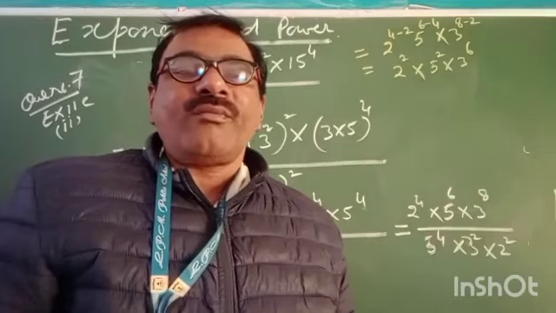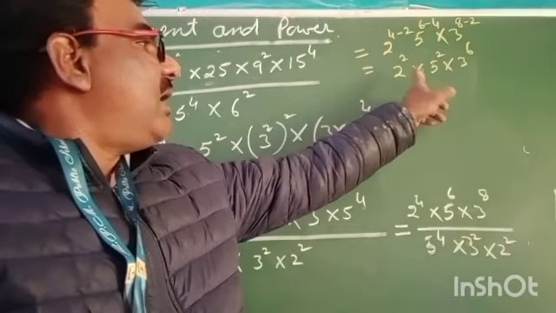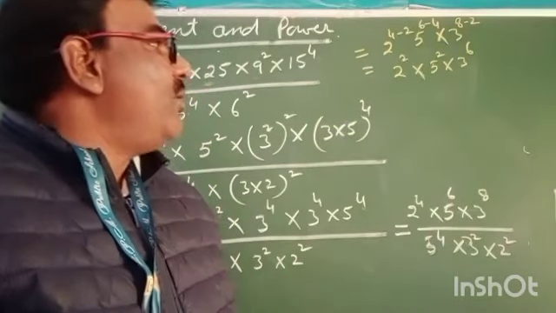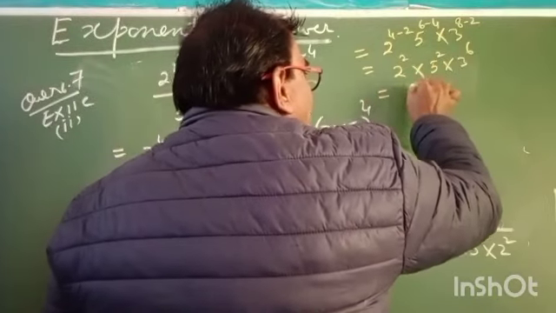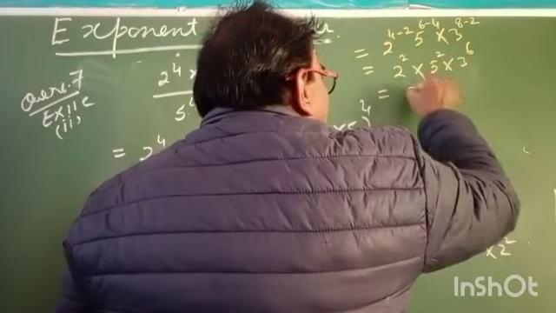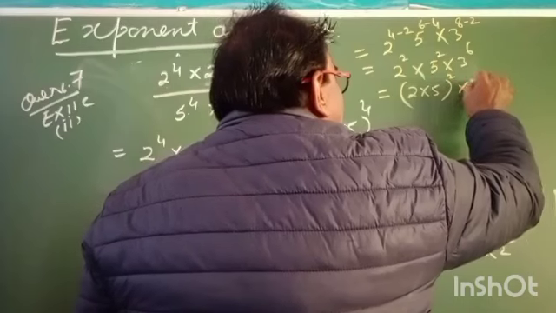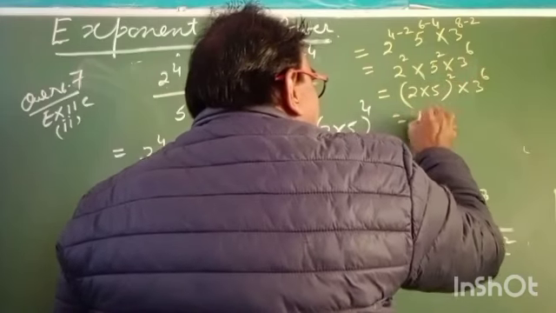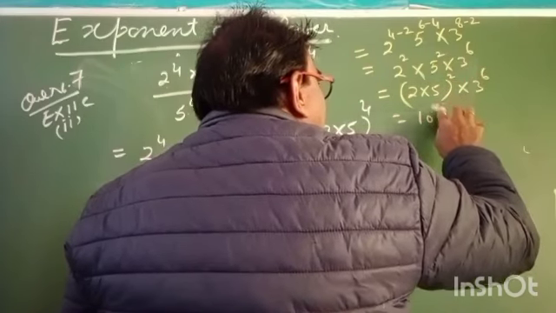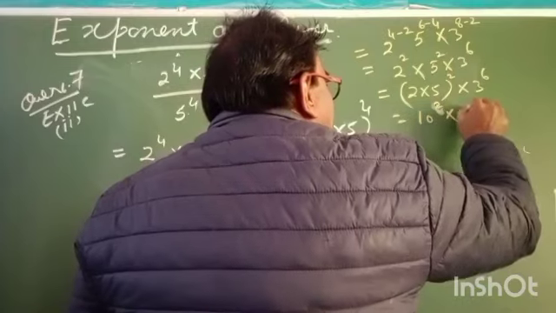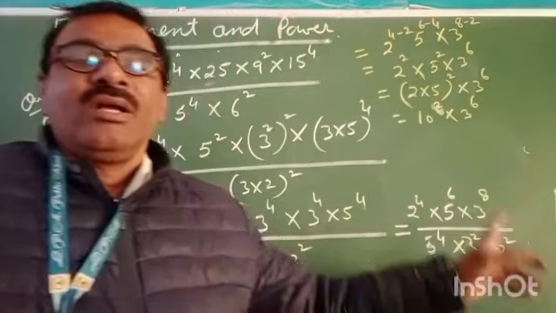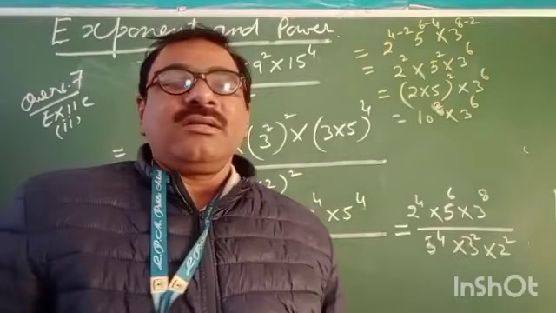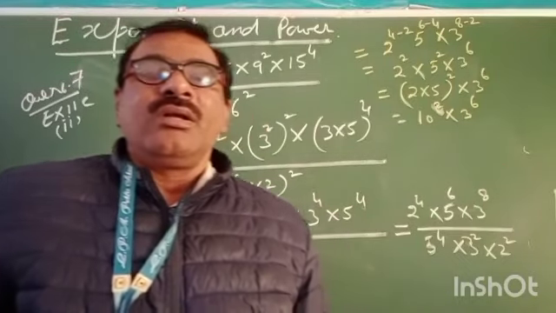So dear student, after this I will find the answer: 2 multiply 5 whole square multiply 3 to the power 6, then it will become 10 square multiply 3 to the power 6. So dear student, this is the required answer of this solution.